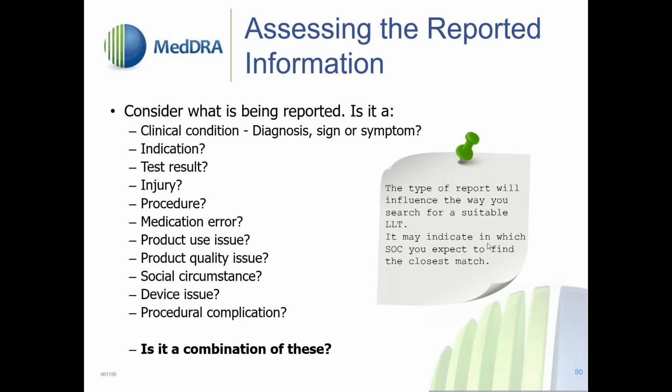At first, before searching in your browser, it is always good practice to check what exactly had been reported. So first look at your reported term, the verbatim. Is it a clinical condition, diagnosis, clinical sign or symptom, an indication for use, test result, an injury that occurred? Is it a procedural term, a procedure that occurred, medication error, product use issue, product quality issue, or a combination of these? And maybe splitting is necessary. The type of reported term will influence where you would look in the browser to find the closest LLT or LLTs that best match your verbatim. If it is a medication error, you would look into the SOC injury. If it is a product quality issue, you would search in the product issue SOC, etc.